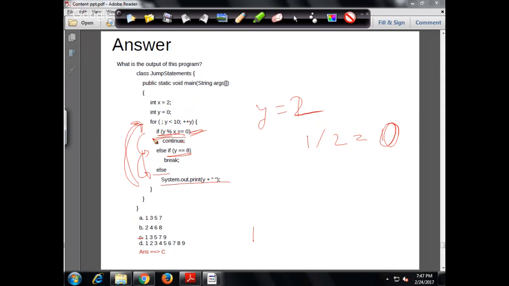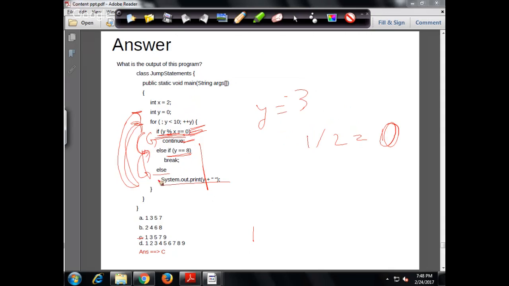Now 2 modulus 2 is actually equal to 0. So this condition is true. It will go inside the loop. It says continue. So it is going to skip everything and then again go back. Now y is going to become 3, right? So let me just write this again. Now y has become 3, right? Now once y has become 3, this particular condition is false, correct?